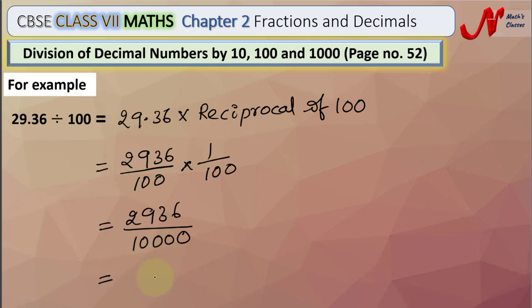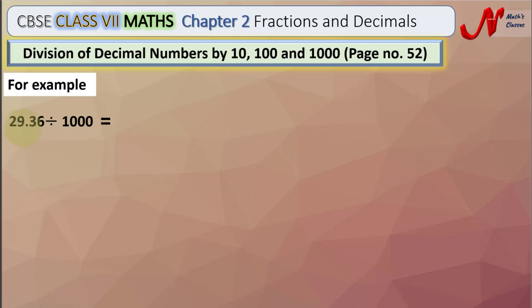In final result, we can put the decimal point from right to left after 4 digits, because in denominator we have 4 zeros. Therefore, 29.36 divided by 100 is equal to 0.2936.